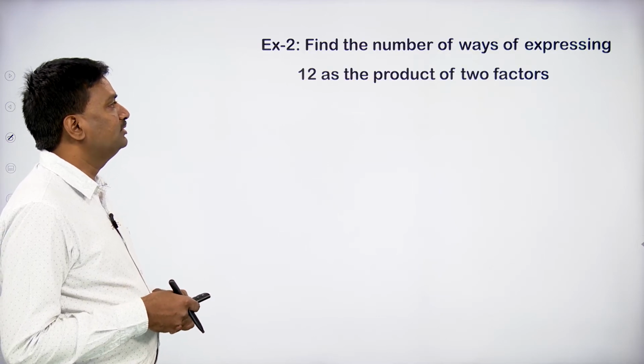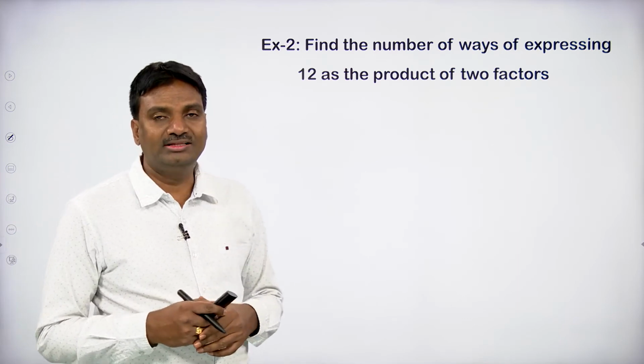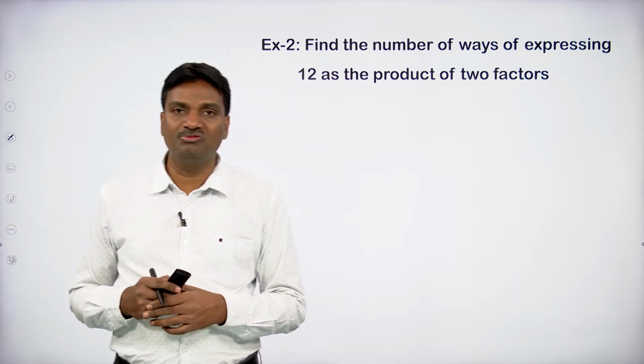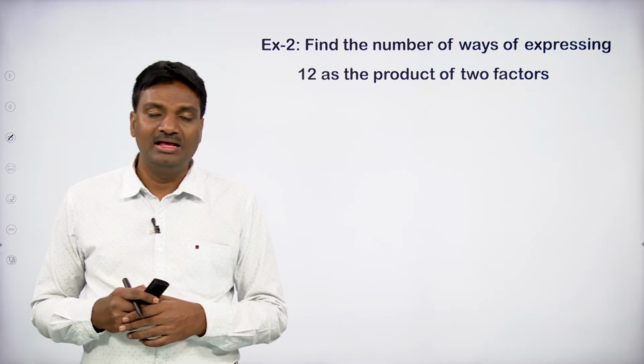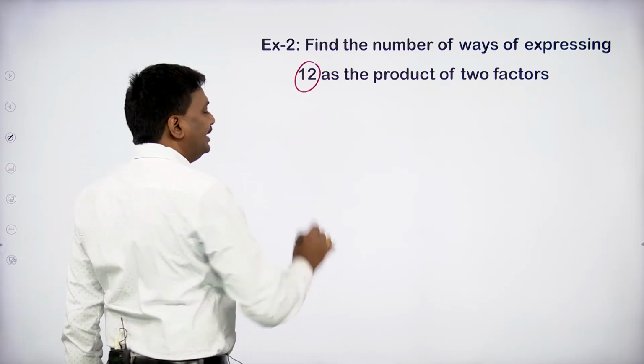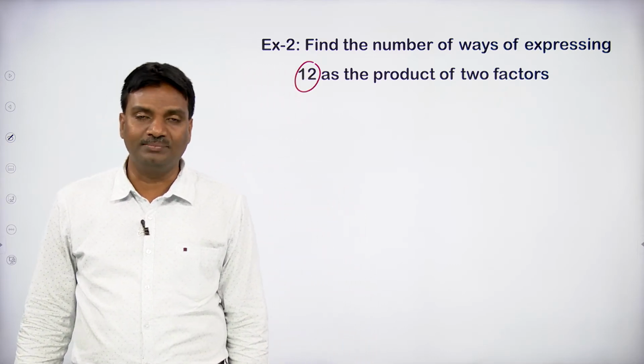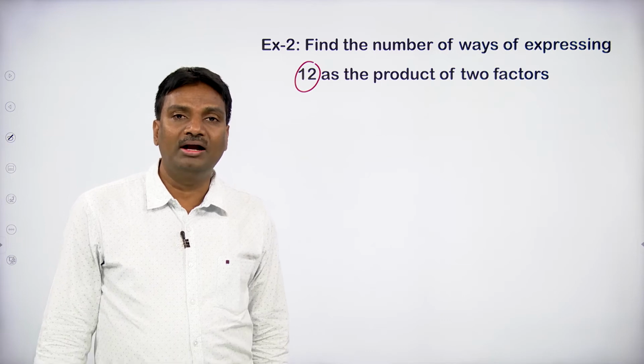So next, find the number of ways of expressing 12 as the product of two factors. So just like the above problem, but in the above problem we have the number 144, that is a perfect square. In this problem we have the number 12, but 12 is not a perfect square. So here we have to use the formula d of n by 2.